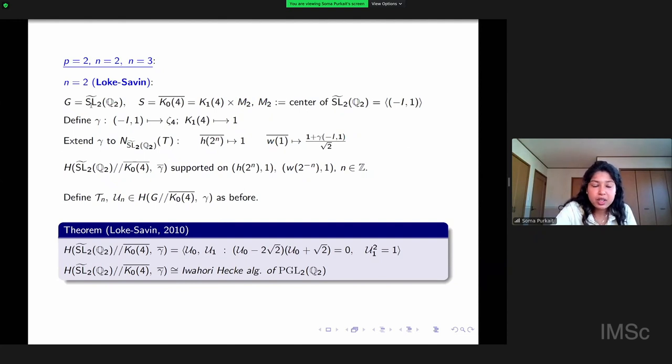So G, as I said, is the same as SL2 tilde Q_2. Now instead, we look at K_0(4) bar. And it turns out to be the direct product of K_1(4) and M_2, where M_2 is the center generated by this (-I, 1), a cyclic group of order four. And so Loke and Savin define gamma as a character taking (-I, 1) to some fourth root of unity. K_1(4) of course goes to trivial. And then we can use this to extend gamma to the normalizer of T by mapping H_2 to the power n bar to one and W_1 bar to this eighth root of unity.